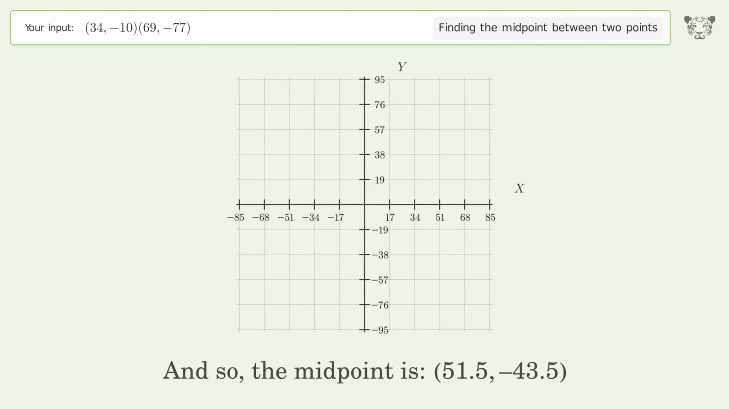And so, the midpoint is 51.5, negative 43.5.